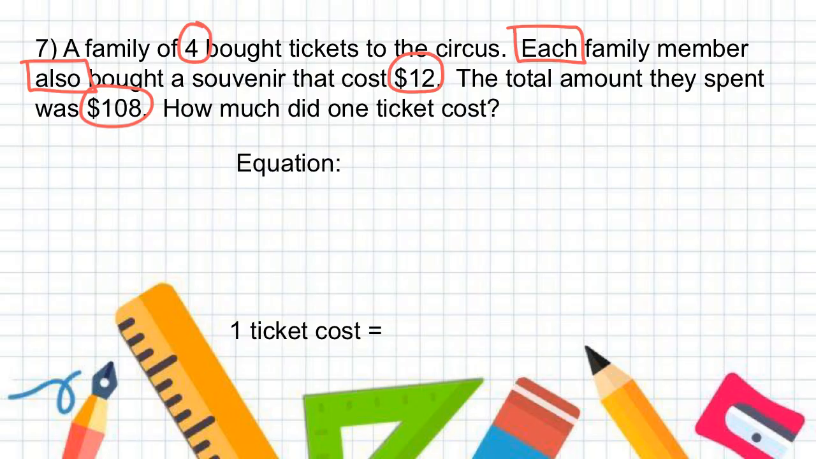Okay, so each person had to have a ticket and each person bought a souvenir. So a ticket and a souvenir for each person, and there are 4 people for a total of $108. All right, I want you to solve this and come back for checking. So go ahead and pause me right now.